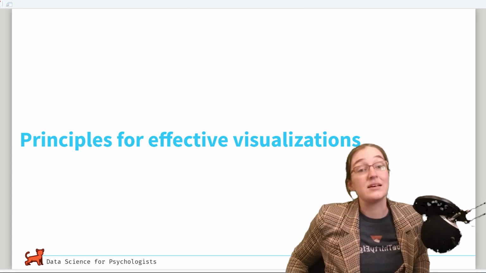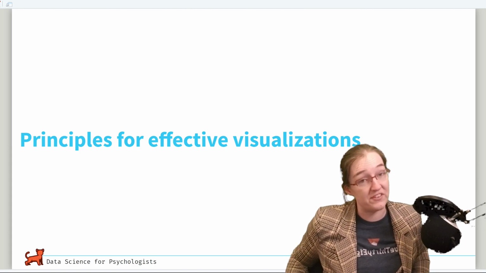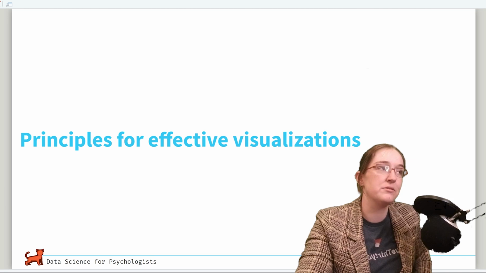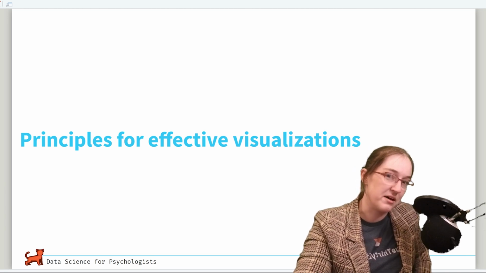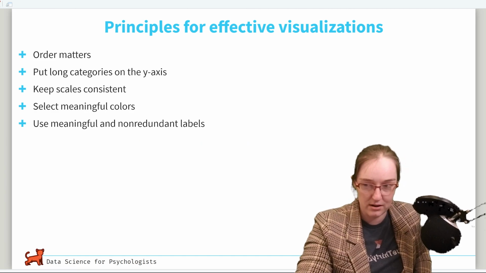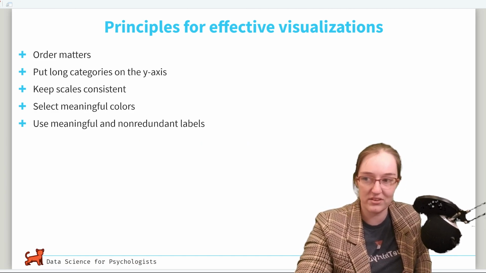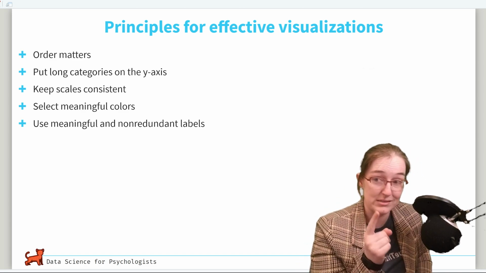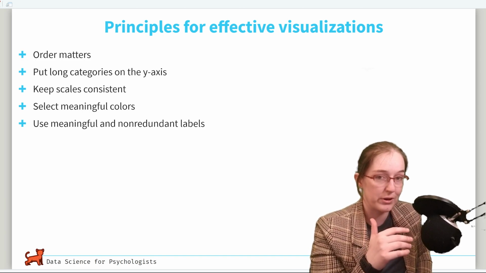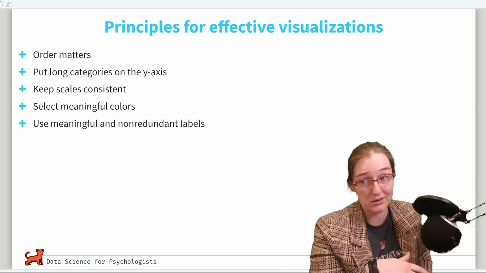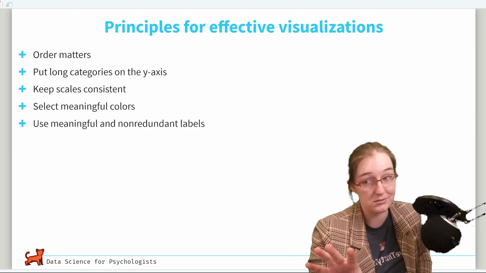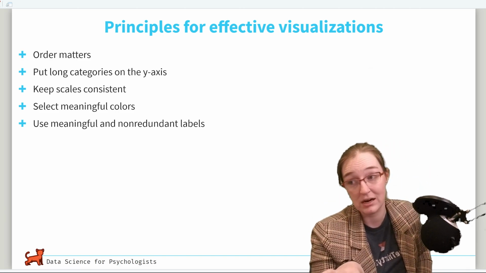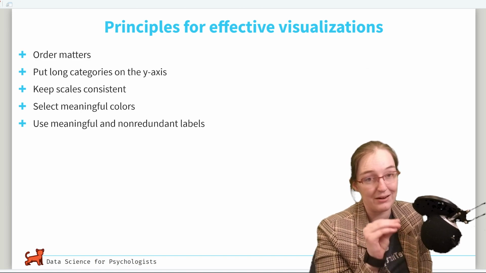So this time, let's talk about some basic principles for effective visualization. Let's dive in. Now, these are not universal, but they're good rules of thumb. So here they are, and we'll break down and work through all of them. Order matters. Order is how people process your data. Ordering is informative. Another one is put long categories on the y-axis. Keep scales consistent. Select meaningful colors and use meaningful, non-redundant labels.